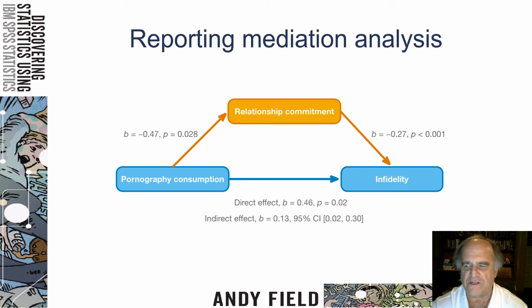One of the things you'll notice here, I'm repeating this slide for a reason. One of the things you'll notice here is that if you multiply the A path times the B path, multiply negative 0.47 times negative 0.27, it comes out to be 0.13, the indirect effect.